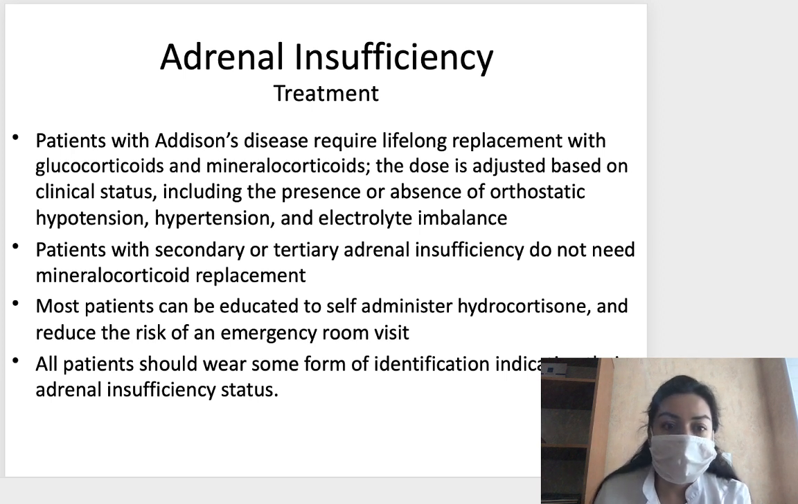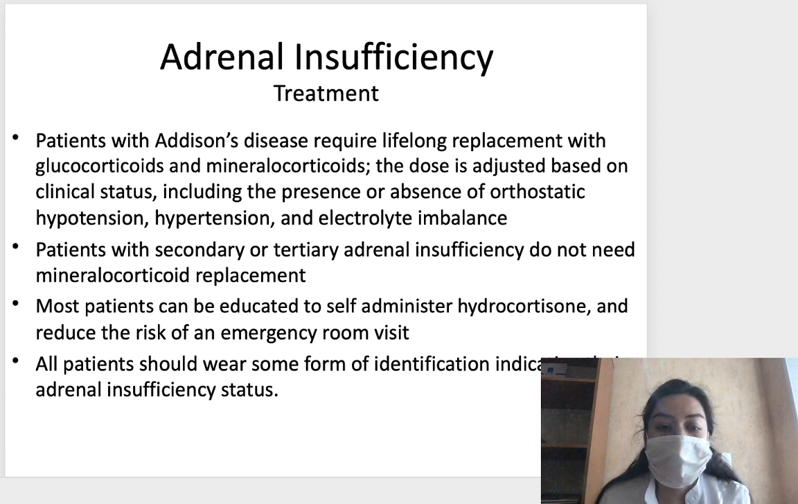Okay, treatment of adrenal insufficiency. Patients with Addison's disease, the most common form, require lifelong replacement with glucocorticosteroids and mineralocorticoids. The dose is adjusted based on clinical status, including the presence or absence of orthostatic hypotension, hypertension, and electrolyte imbalance. Patients with secondary or tertiary adrenal insufficiency do not need mineralocorticoid replacement. Most patients can be educated to self-administer hydrocortisone and reduce the risk of an emergency room visit.